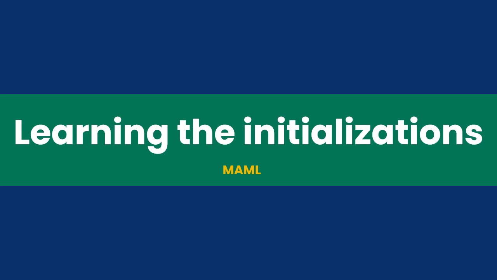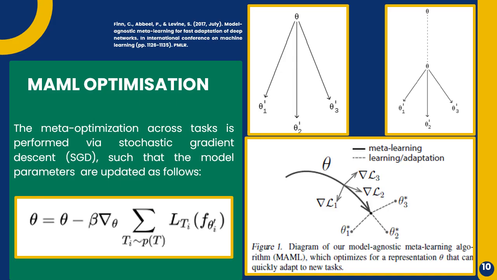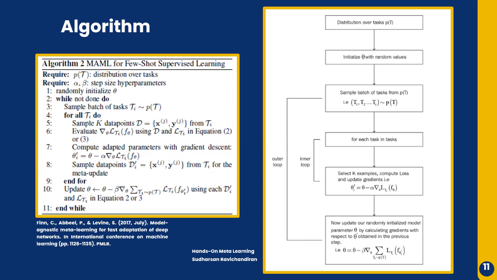Now let's talk about learning the initialization, with MAML as an example. Model agnostic meta-learning is one of the most popular meta-learning algorithms. The basic idea of MAML is to find a better initial parameter, so that with good initial parameters, the model can learn quickly on new tasks with fewer gradient steps. In MAML, we try to find these optimal weights by learning from the distribution of similar tasks. So for new tasks, we don't have to start with randomly initialized weights. Instead, we can start with optimal parameters.